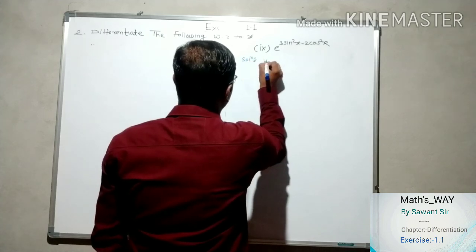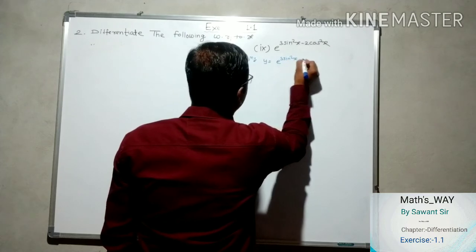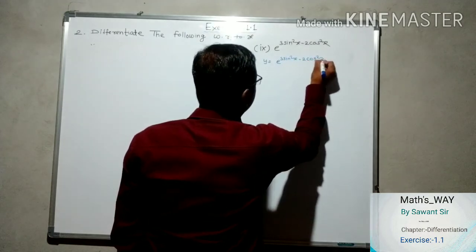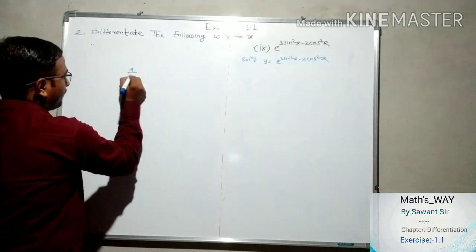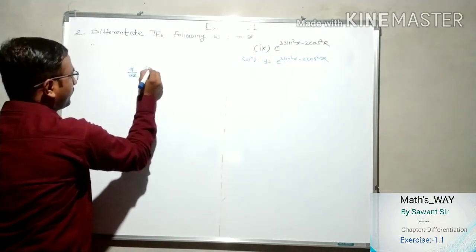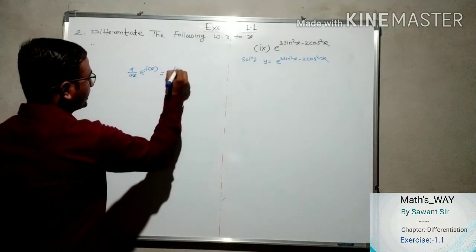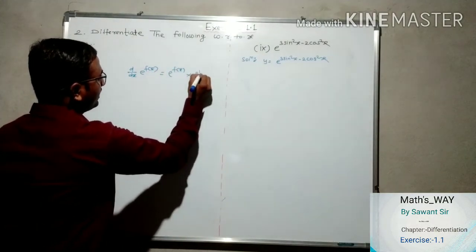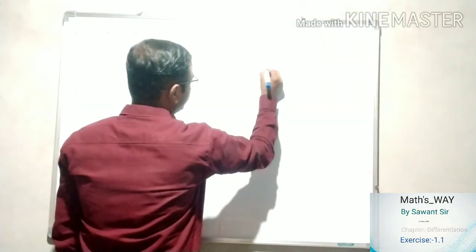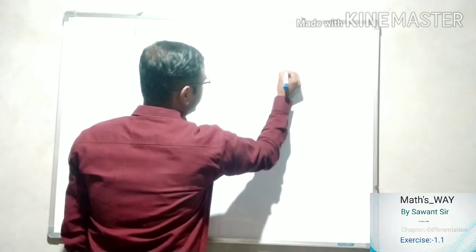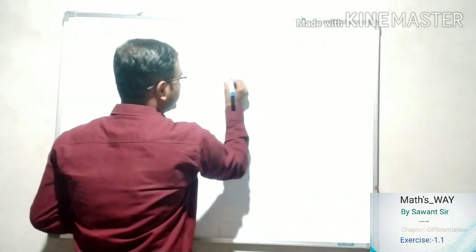Solution: y is equal to e to the power 3 sin square x minus 2 cos square x. By using the formula of derivative of e to the power f of x, which is e to the power f of x into f dash of x, we use this formula. So differentiate with respect to x.